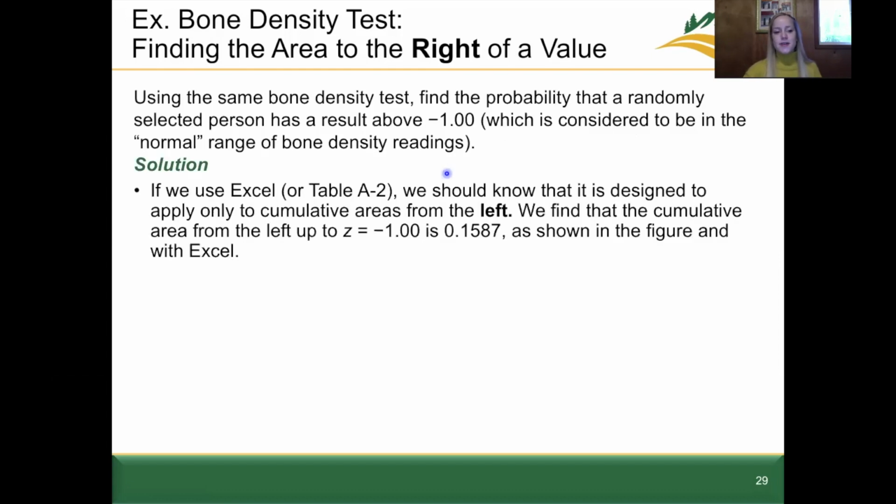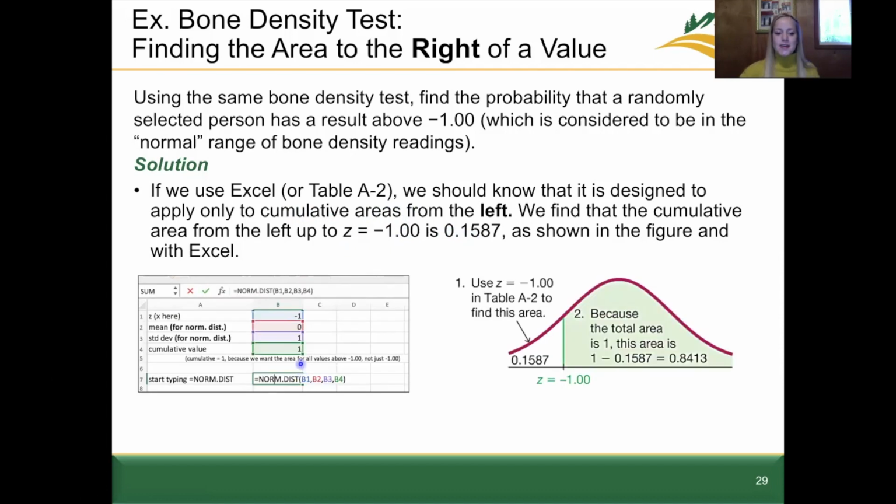Let's solve this now. Using Excel or Table A2, we know that it's designed to apply only to cumulative areas from the left, so values below that given z-score. Our z-score here is -1.00. If we looked in the table or used Excel, for a z-score of -1.00, we're going to find an area value of 0.1587.